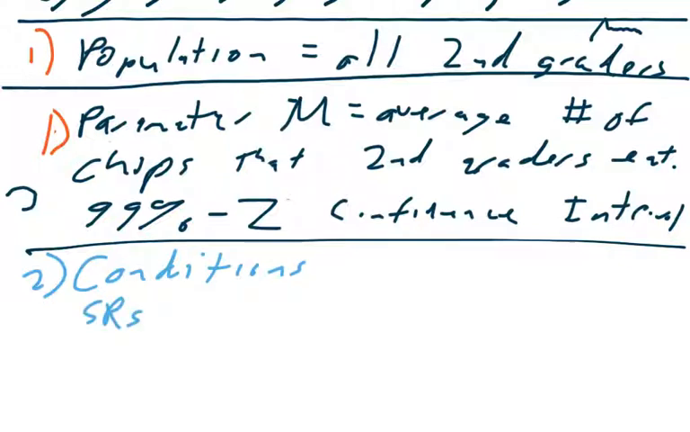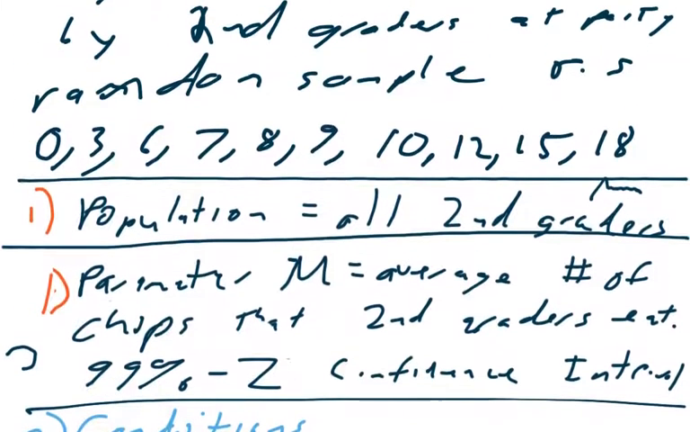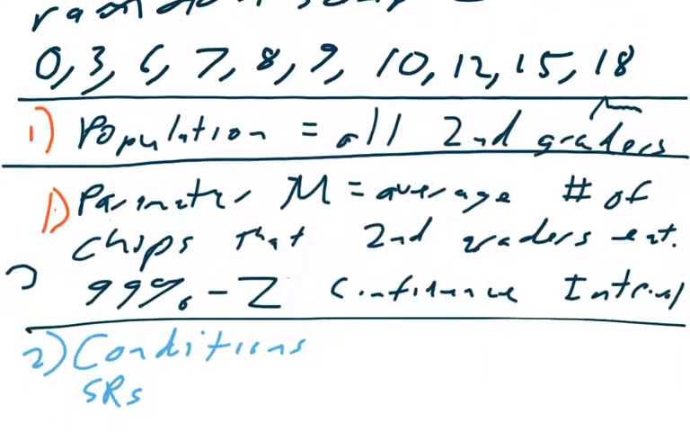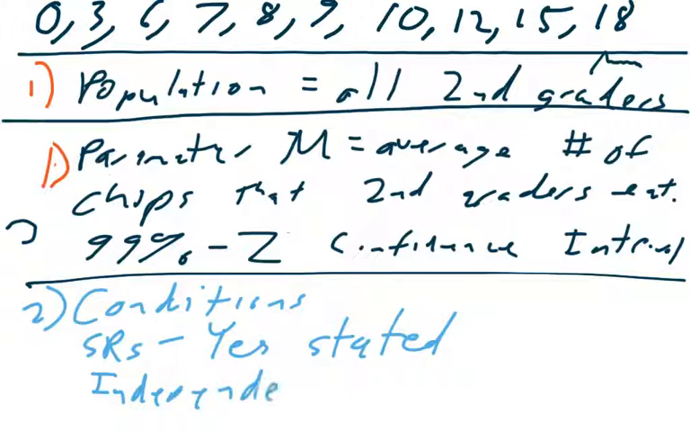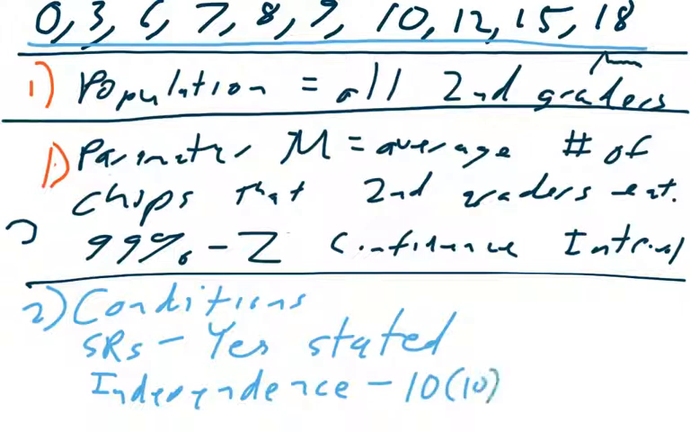So number 2, we need to do the conditions. First off, is this an SRS? And the answer is yes. It's stated in the problem. The next part is we need independence. When I count this, there are going to be 10, and 10 times 10 is 100, which is less than all the second graders.